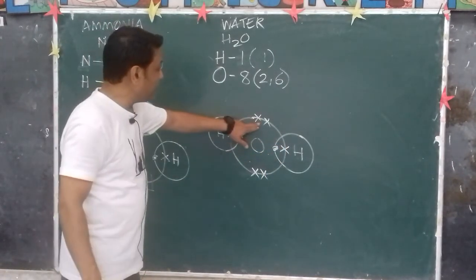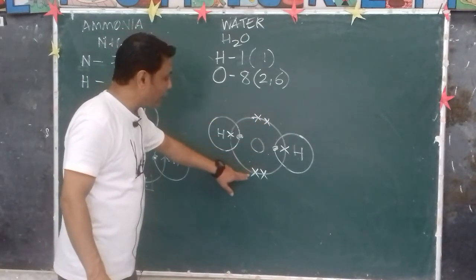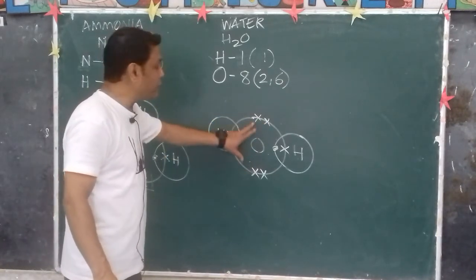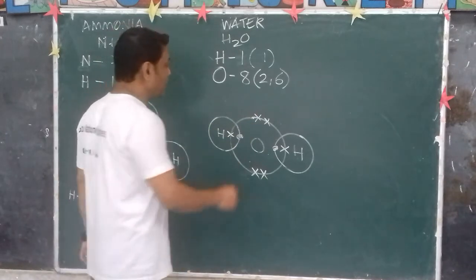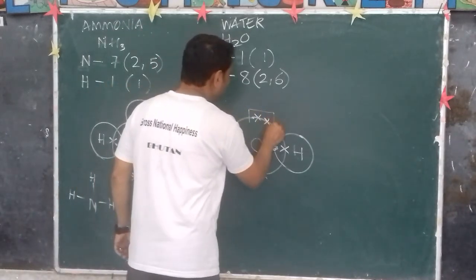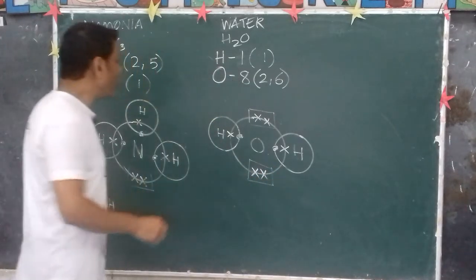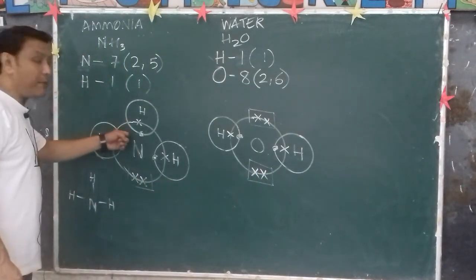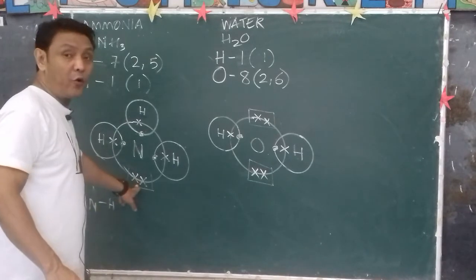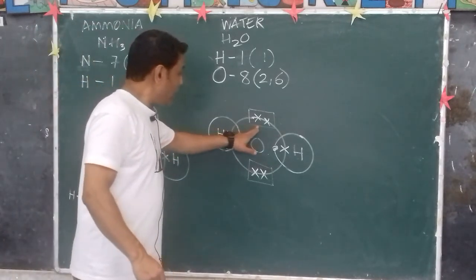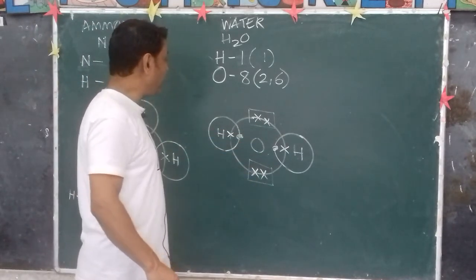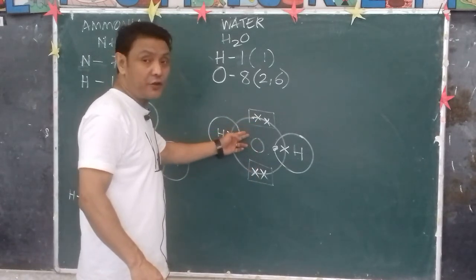Now you can see over here, 2 pairs of electrons are left unshared. These are called the lone pair of electrons. So remember, ammonia will have one lone pair of electrons, water will have two lone pairs of electrons in oxygen.